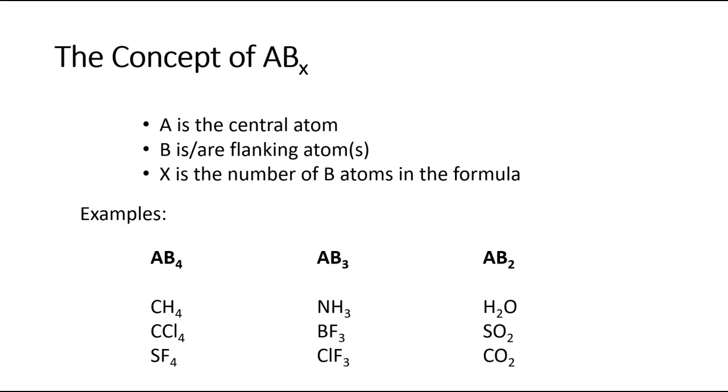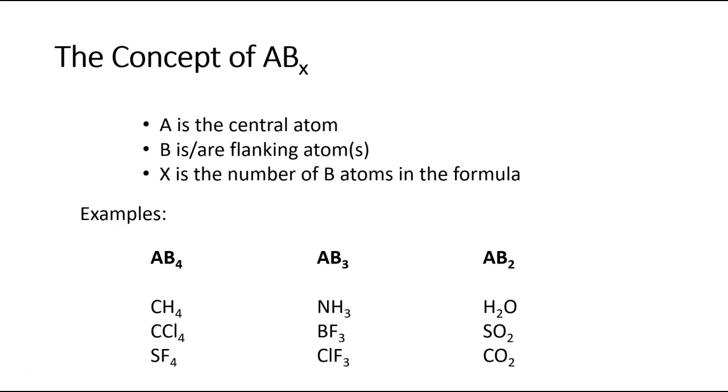And so if you go back to the discussion we were having in the video on drawing Lewis structures, it was generally the case that we had some central atom surrounded by two or more flanking atoms that were of the same element. So you had element A in the middle, and then say 2, 3, or 4 of element B surrounding it in your Lewis structure. And so the idea of ABX is simply that A is that central atom, B are the surrounding atoms, which tend to be the same as each other, but a different element than A. And then X would be the number of B atoms in the formula.